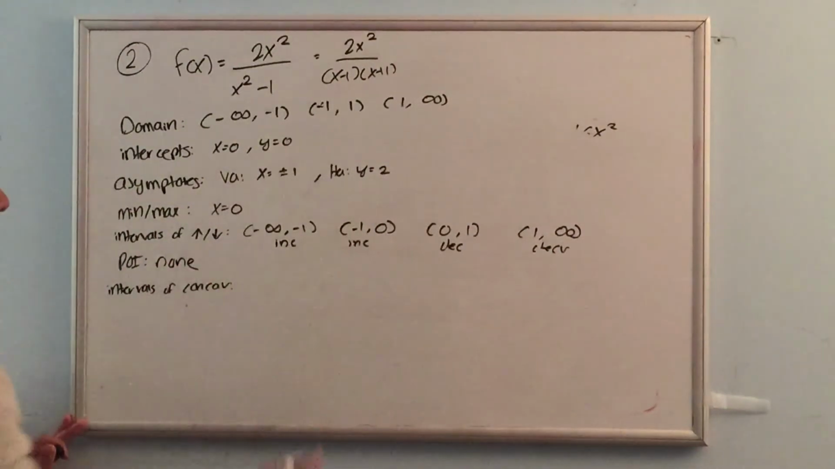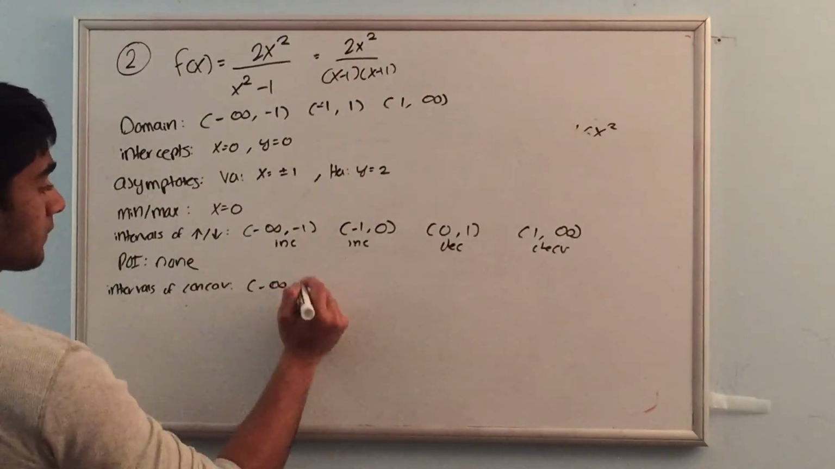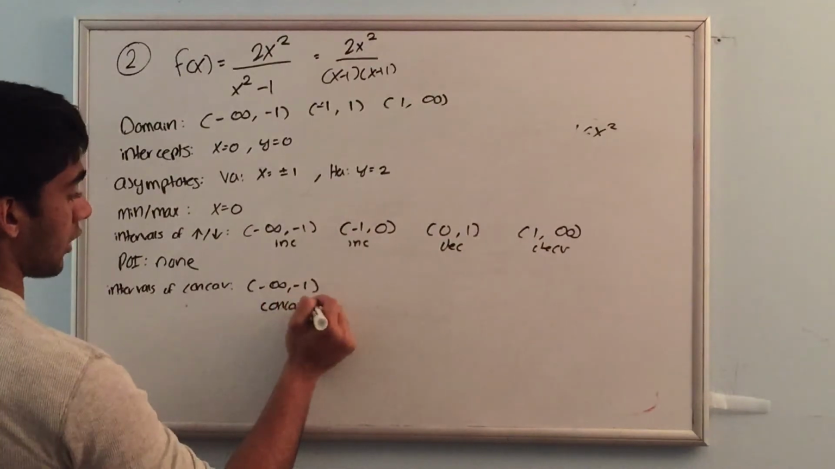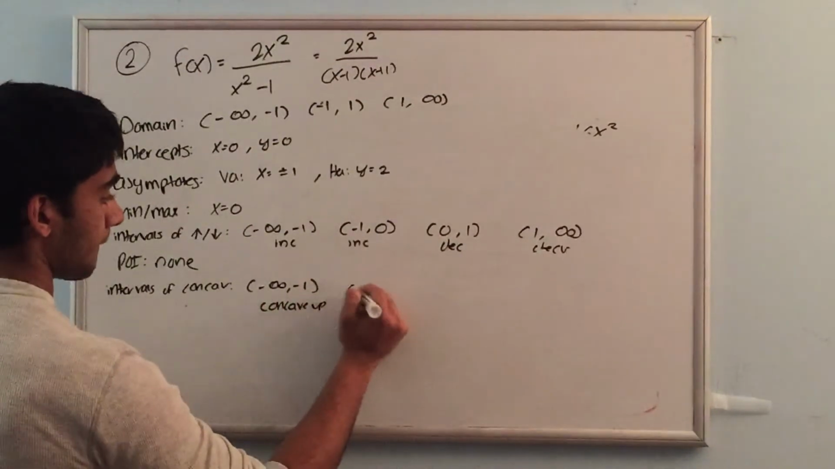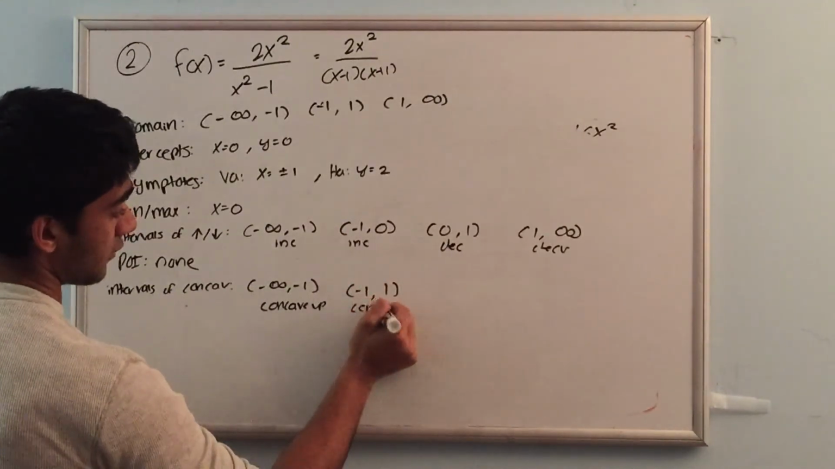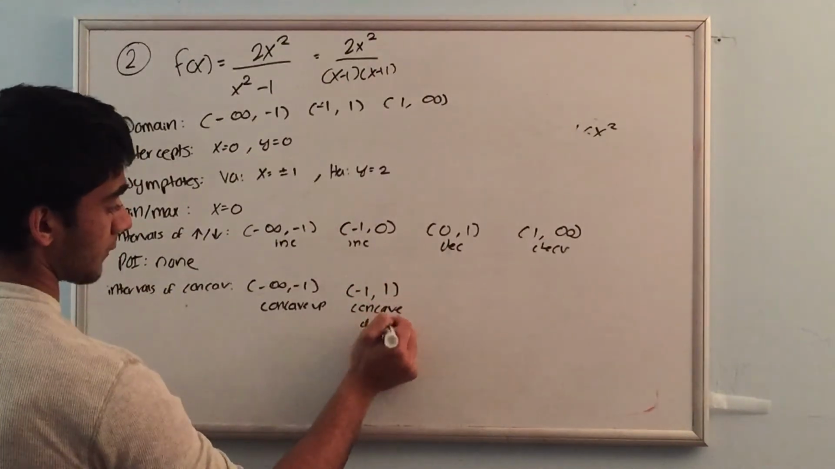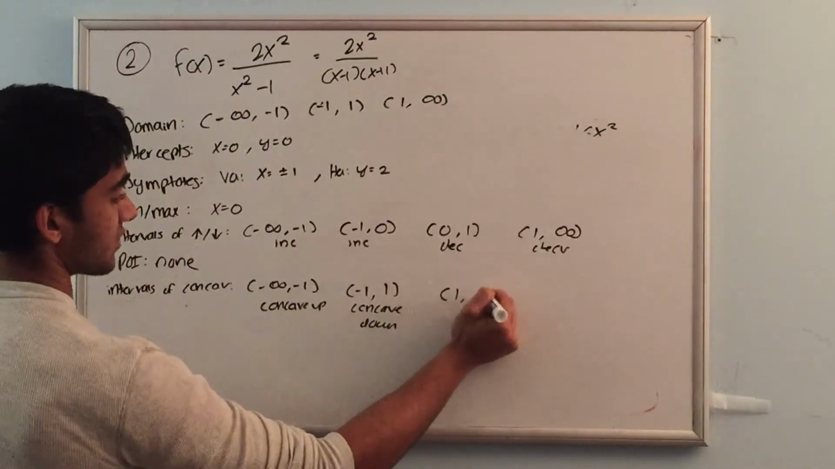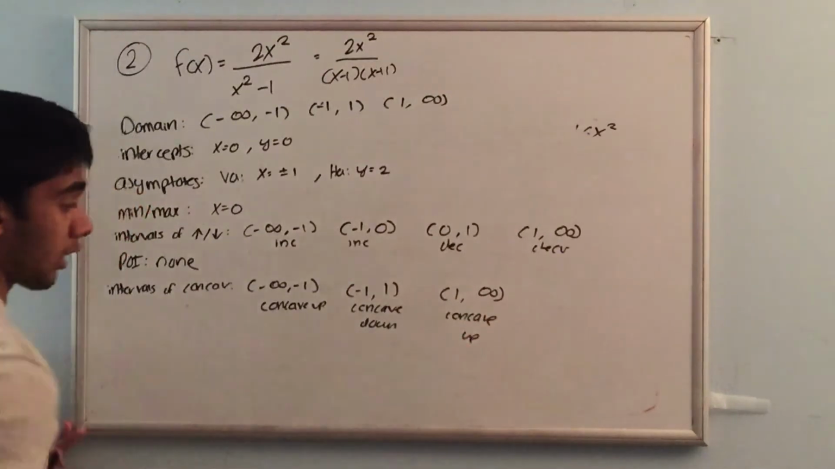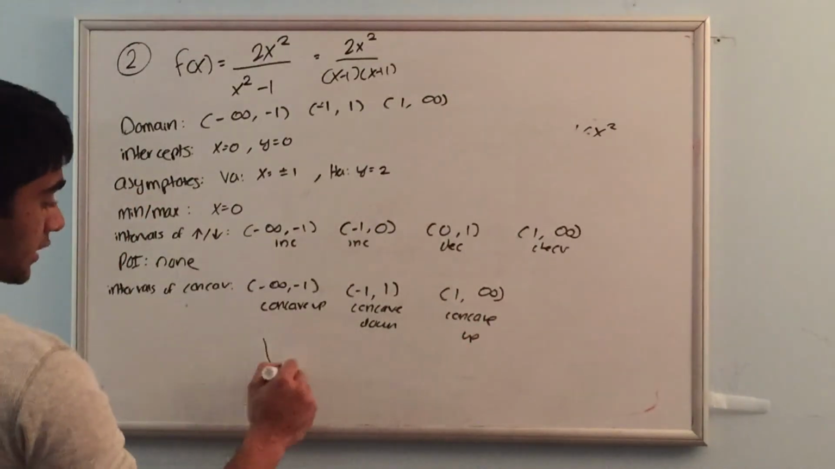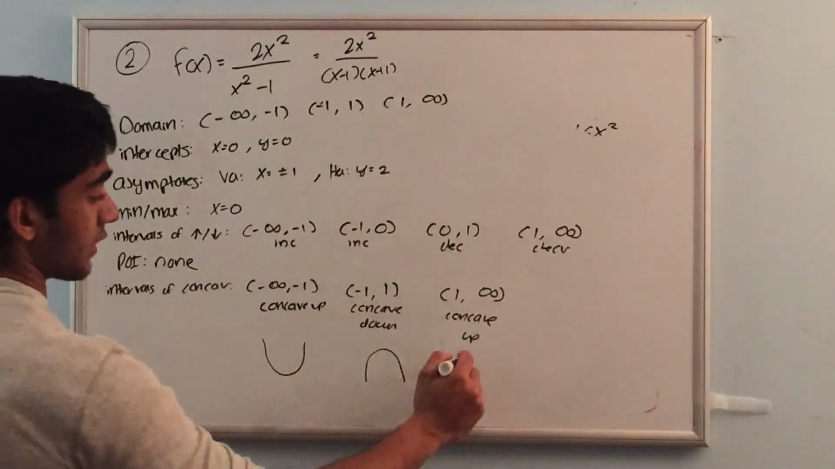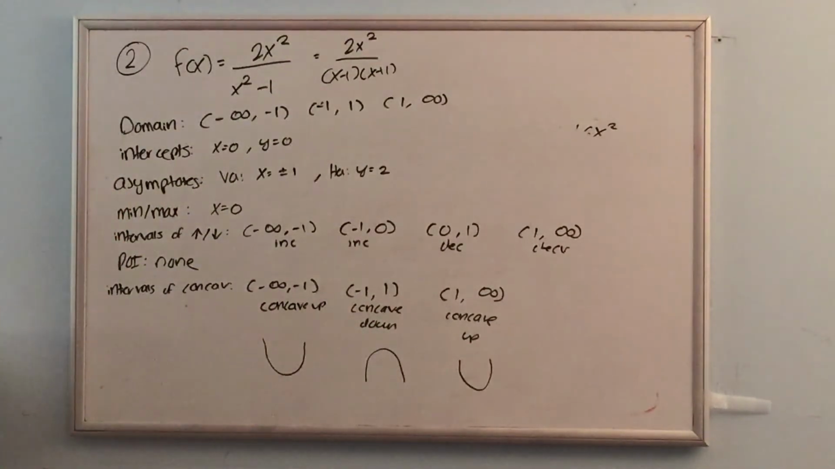And for intervals of concavity, from negative infinity to negative 1, we had concave up. From negative 1 to 1, we had concave down. And from 1 to positive infinity, we had concave up. Remember, concave up means that a function looks like a U shape. Concave down, remember, looks like a mountain. And concave up looks like a U shape again.